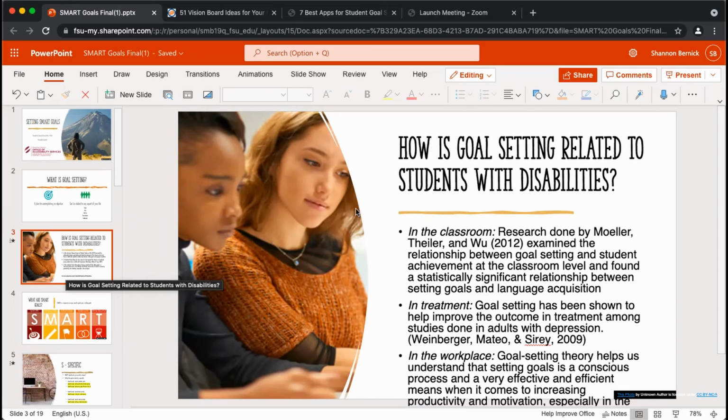And then, of course, in the workplace, goal setting theory is often studied because it helps us understand that setting goals is really a conscious process. It's something that we do with intention. And it's also a very effective and efficient means when it comes to increasing productivity and motivation. And of course, these can be things that are often impaired depending on what your diagnosis may be. So goal setting can help mediate some of those symptoms of a diagnosis.